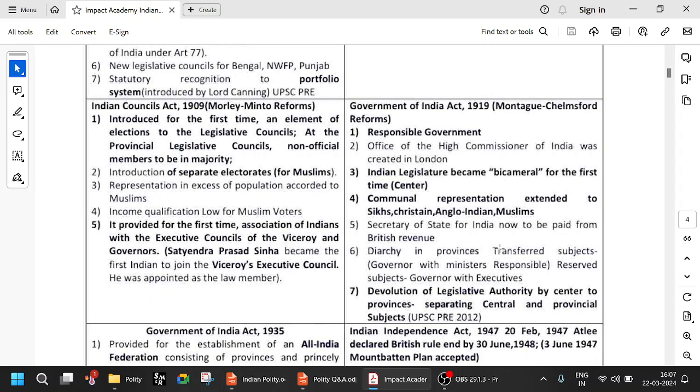And the diarchy in provinces. This again, I keep telling again and again: in 1919, they introduced diarchy in provinces, not the center. Then in 1935, they abolished the diarchy in provinces and put provincial autonomy, and in the center, diarchy was introduced. And what is diarchy? Diarchy is basically a kind of dual government where you have transferred subjects and reserved subjects. So all that is important. And devolution of legislative authority by the center to the provinces, separating central and provincial subjects. Fine. In this, there is nothing related to the speaker.